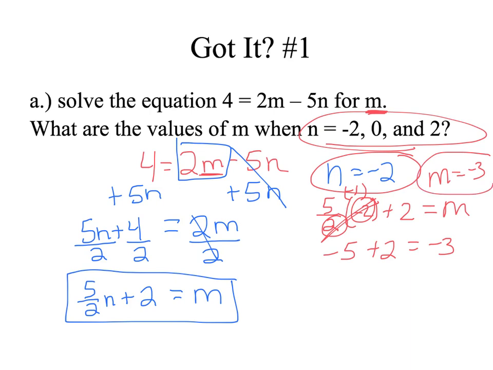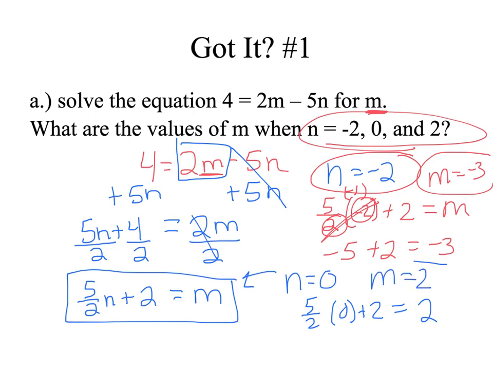Okay, let's see. When the value is 0, so when n equals 0, let's plug that into the equation. So we have 5 over 2 times 0 plus 2. Well, anything times 0 is just 0, so that's equal to 2. So when the n value is 0, the m value is 2. And we could do the same thing. We could plug in 2, but plugging the number in isn't as difficult as actually solving the equation. So I won't ask you to try and put this one in the form tomorrow because it's too difficult for this one.